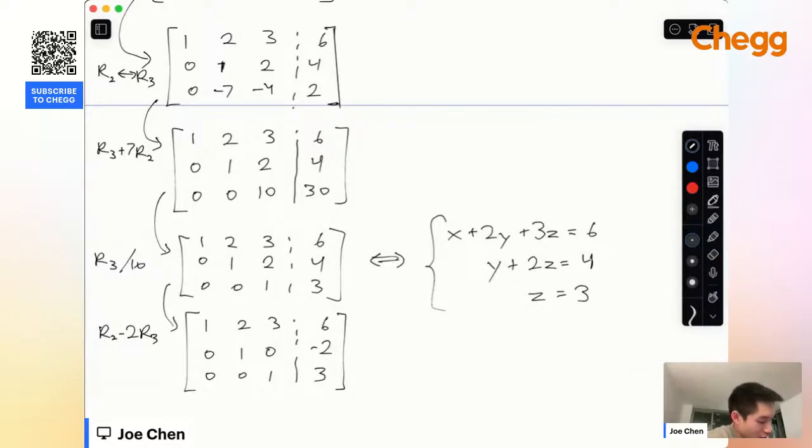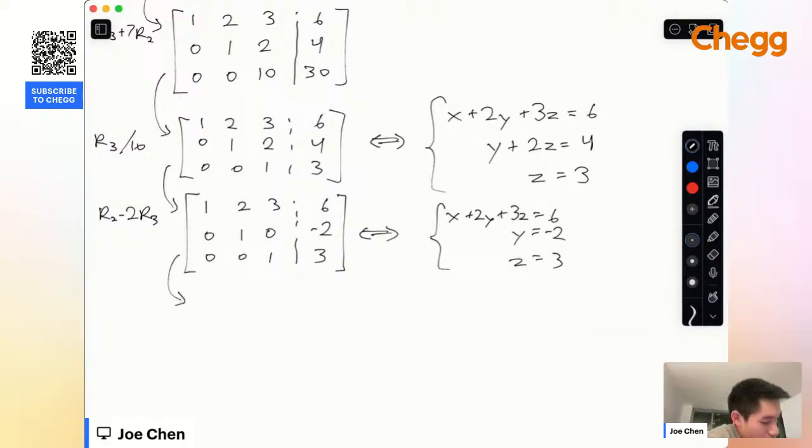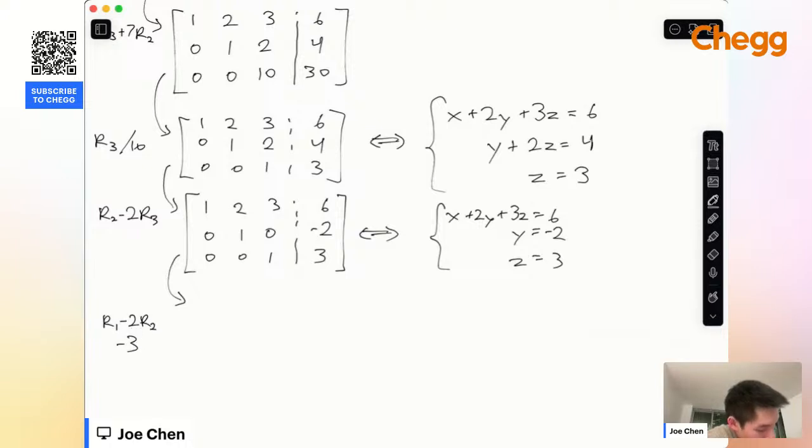Okay, so here we have y equals minus 2, z equals 3, x plus 2y plus 3z equals 6. And we're almost done. To finish it off, I want to use the second row to eliminate this 2, and then use the third row to eliminate the 3. So I'm going to take the first row, subtract twice the second row, and then subtract 3 times the third row. And let's see what I end up with. The second and third rows I'm not touching, and in the first row, I subtract twice the second row, which eliminates this 2, and subtract 3 times the third row, eliminating that 3.